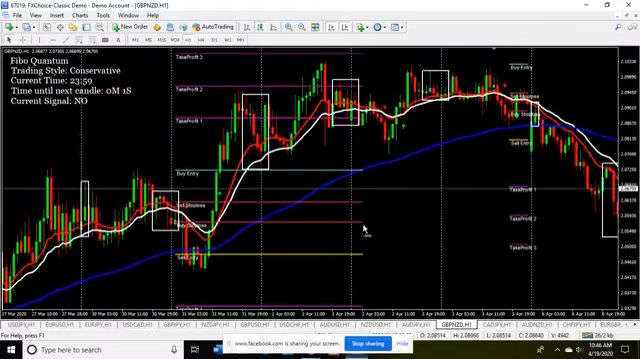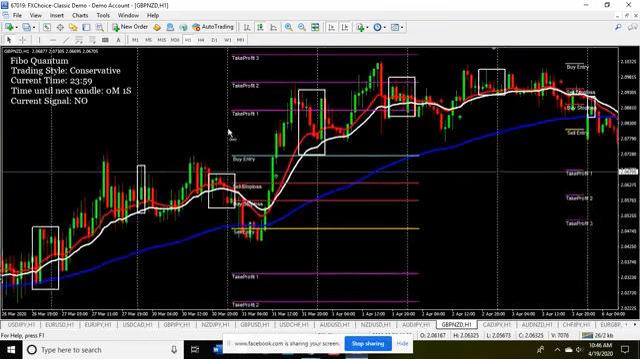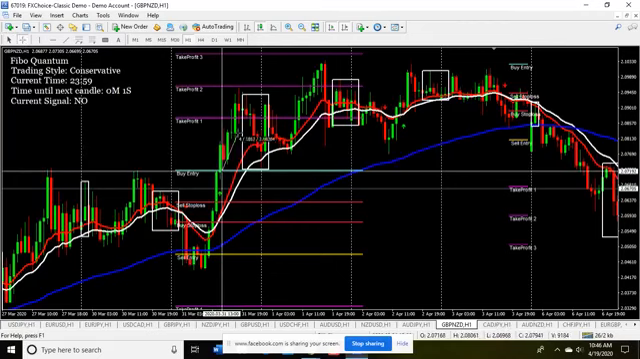Go back a little bit further. We get a buy entry right here. The global trend is in place. The last cross was right here, so 1, 2, 3, 4. Global trend count is 4. We take the trade. We easily get 50 pips and we're out of the trade.